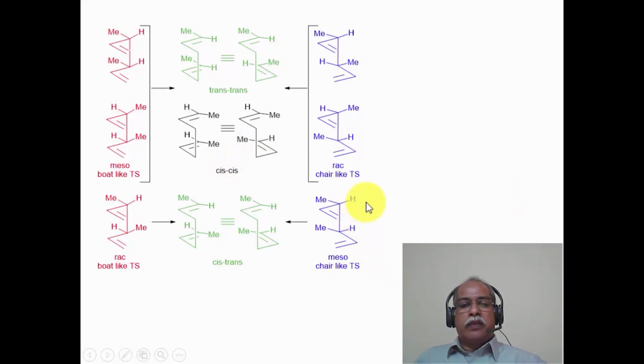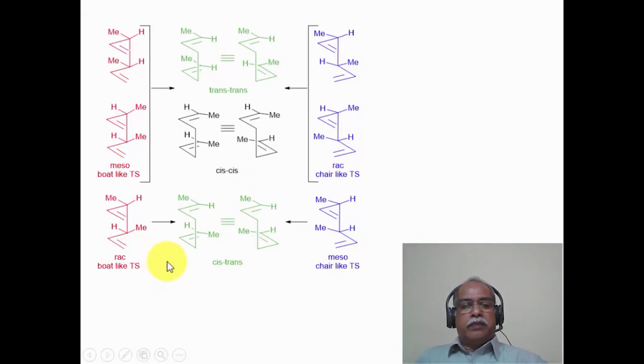Whereas from the meso isomer, when the reaction takes place, it is a cis-trans isomer that is going to be formed. This is the newly formed carbon-carbon bond that is taking place, and the newly formed double bond is here and the newly formed double bond is here. With respect to this methyl, it will be a cis double bond. With respect to this methyl, it will be a trans double bond. So the cis-trans isomer is going to be the predominant product, for example, formed from a meso-like transition state.